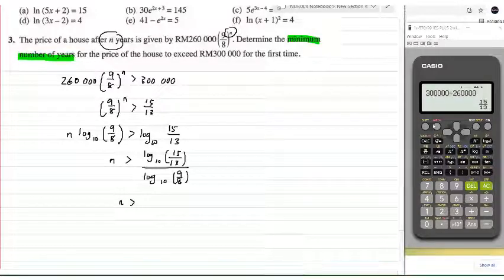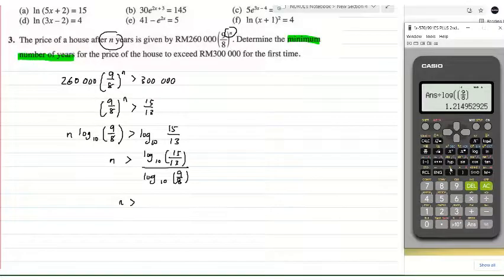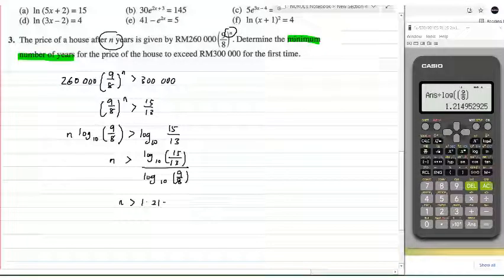Okay, so here use your calculator. Log answer divide by log of 9/8. Okay, here is the answer, 1.215.